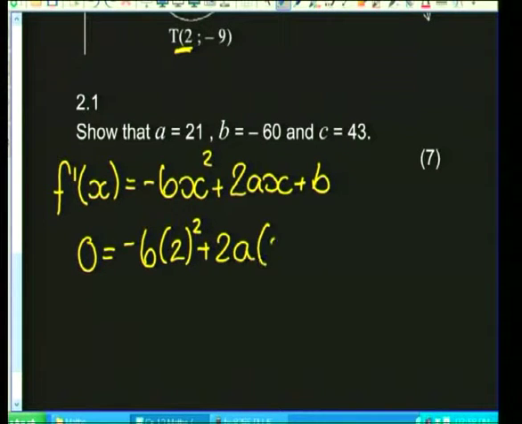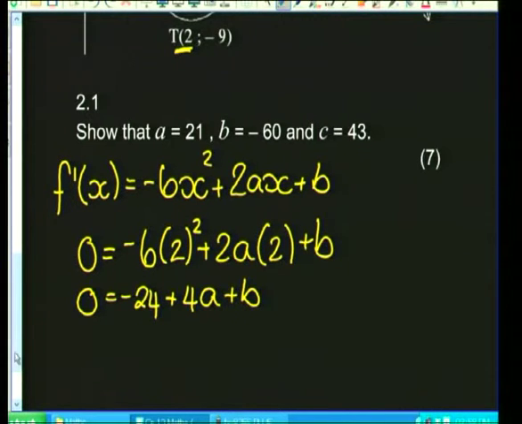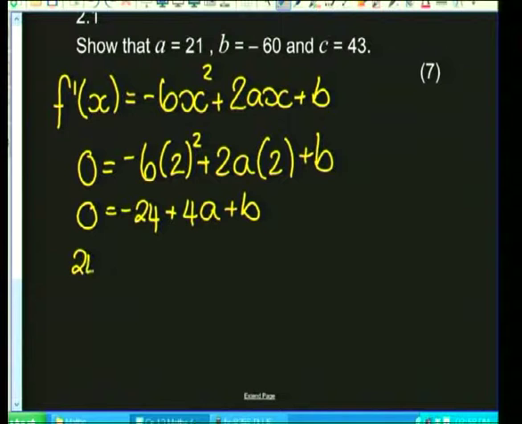So I've got a 2a times 2 plus b, and let's simplify that out. So I'm going to land up with negative 6 times 4, which is negative 24. I'm going to get a 4a plus b, and let's just get b on its own, which means I'm going to have positive 24 minus 4a is equal to b. I hope at this point, grade 12s, you can see where we're going with this. Our approach we're going to take to this is a simultaneous equation. It's not the only way we can go about doing this, but I think sometimes we know this method, we know how to approach it, so it's not a bad way to look at it.